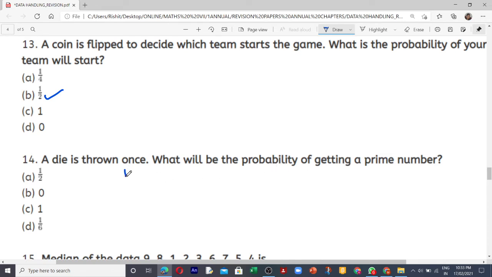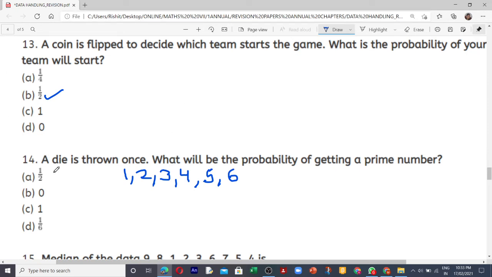If you throw a die, you can have 1 or 2 or 3. See children, these are not in your syllabus, but definitely you will learn this in maths. So just spend 5 minutes on it. 4, 5, and then after 5 you will have 6 also.